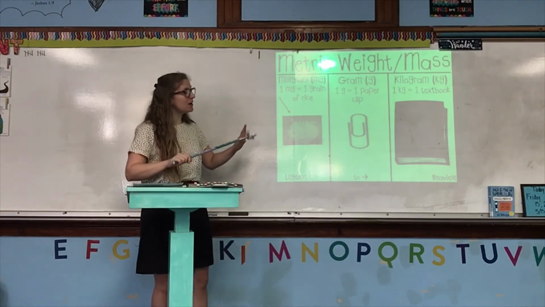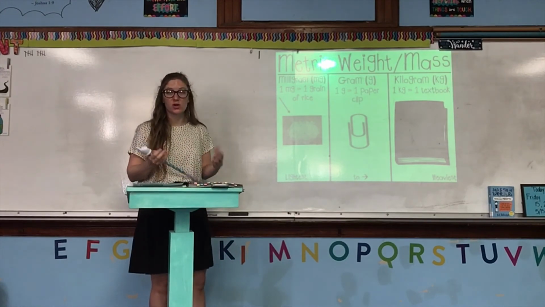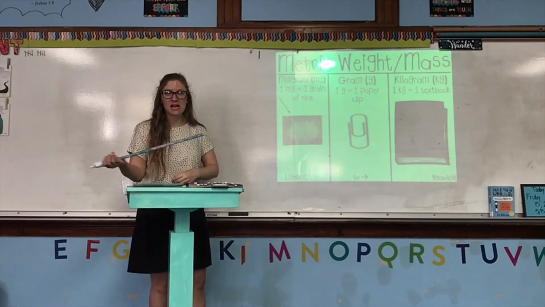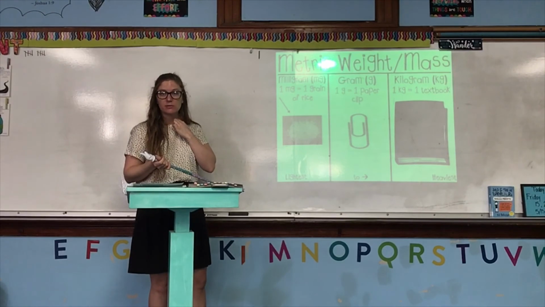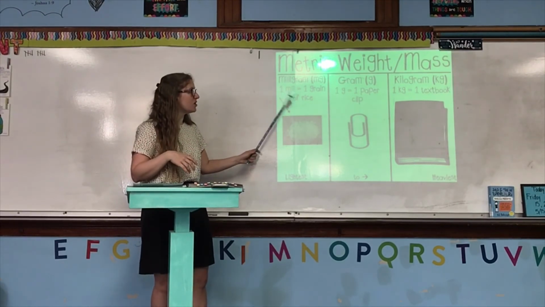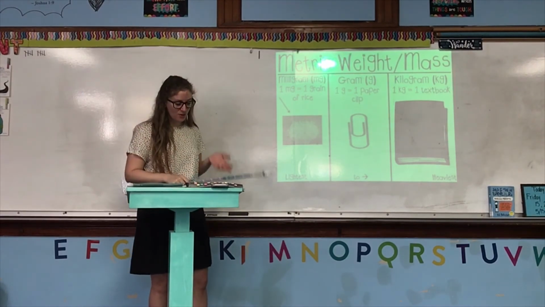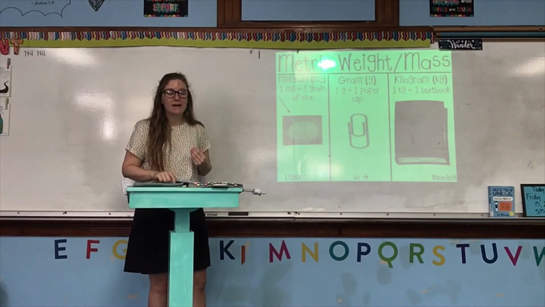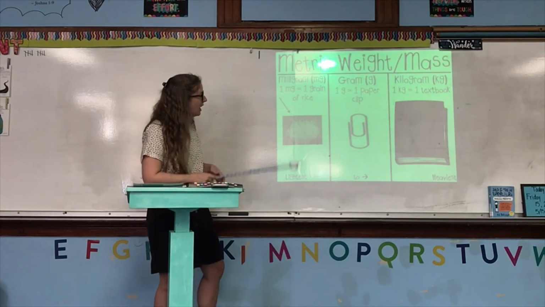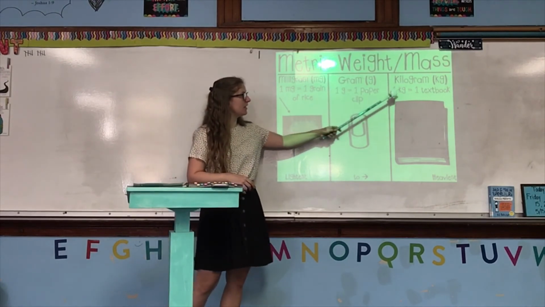So today we're going to be talking about the units of metric weight, which we would also use to measure mass. We actually learned that in science. To measure mass, they don't use the units from the customary system, they use the units from the metric system. So we know that mass is the amount of matter in an object, and we measure that using milligrams, grams, and kilograms.